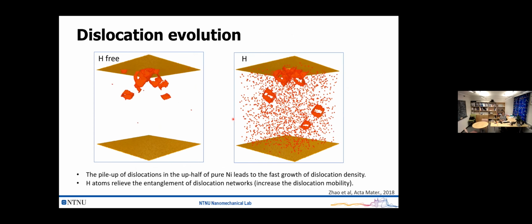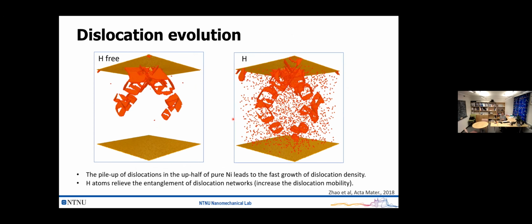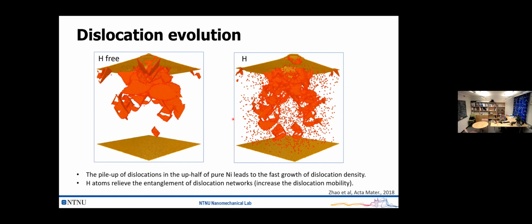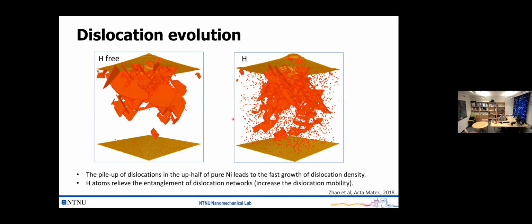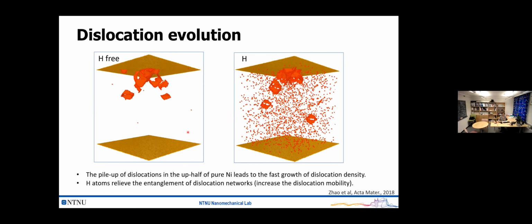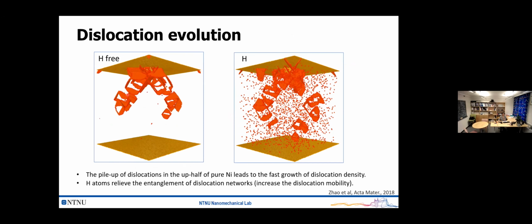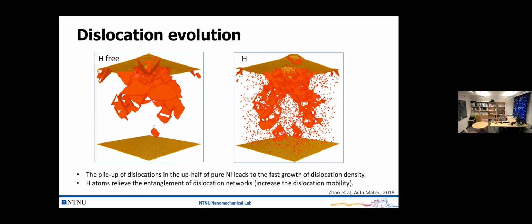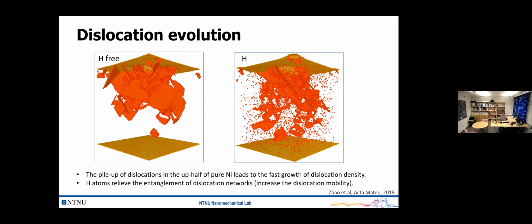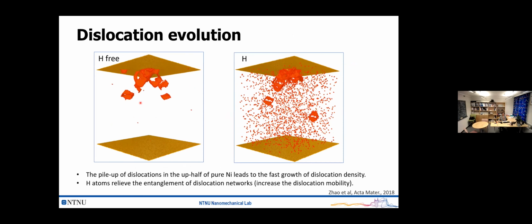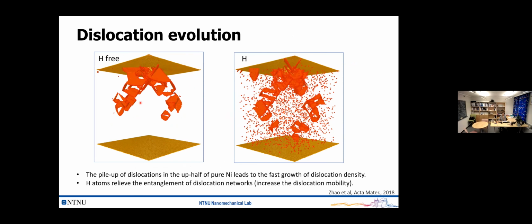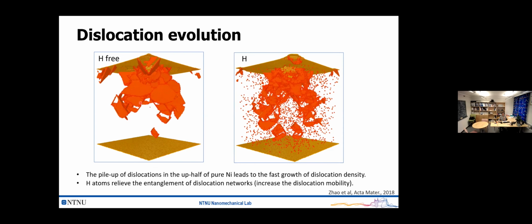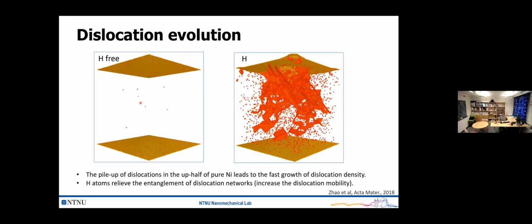If we see the indentation process by the molecular simulation, left is the hydrogen-free, right is with the hydrogen case. You can easily see that in the pure nickel, all these dislocation loops pile up at the upper part, which introduces very strong dislocation entanglement and very high dislocation density. So it has a kind of strengthening effect to the material.